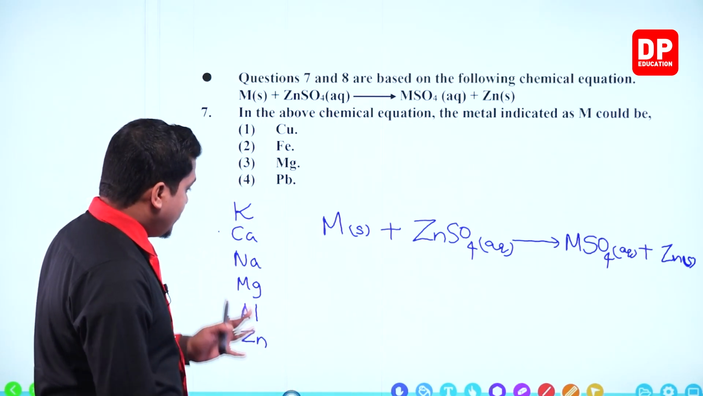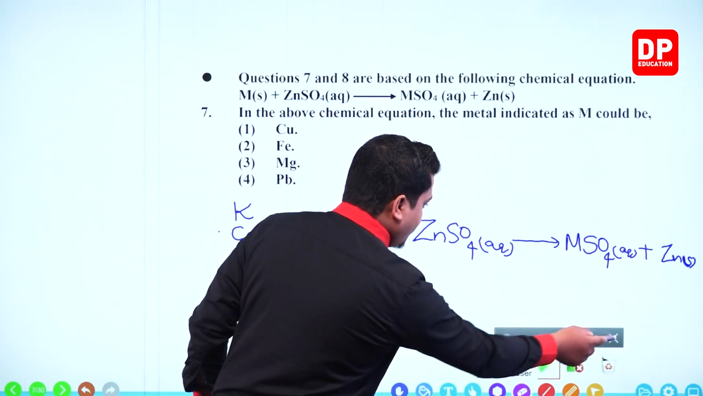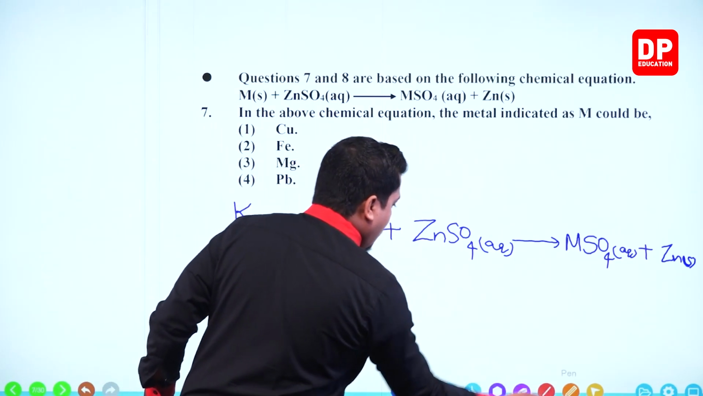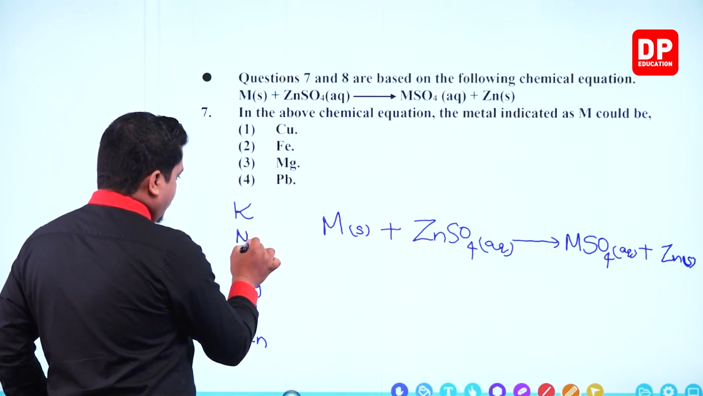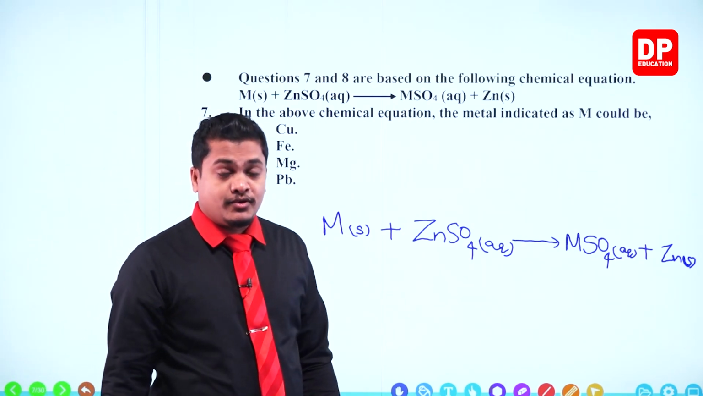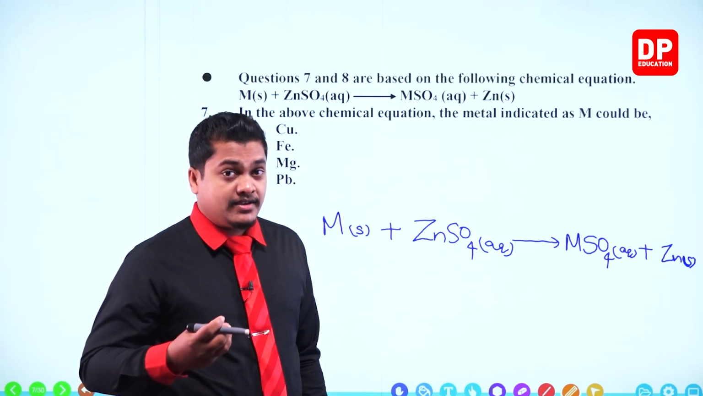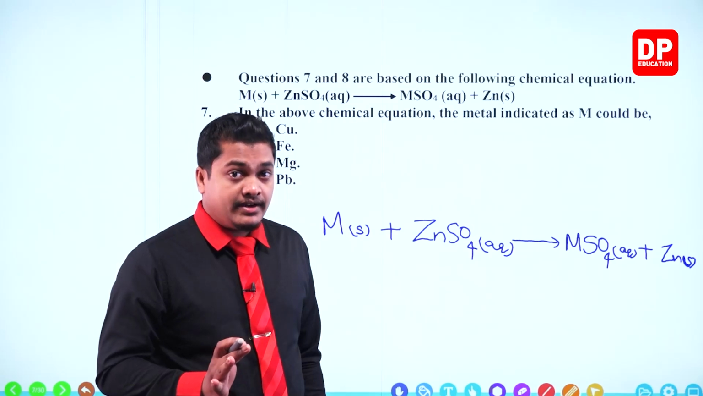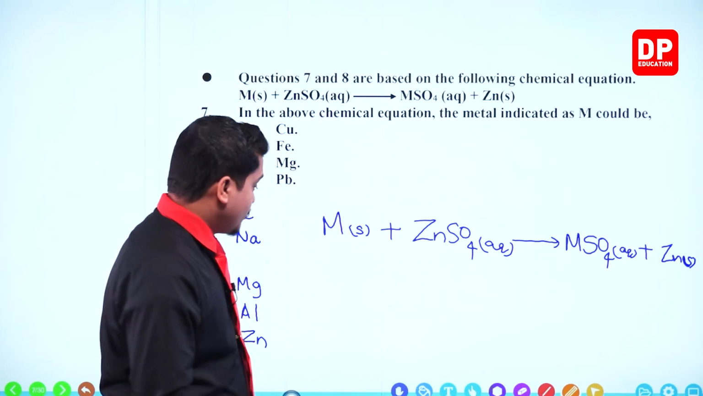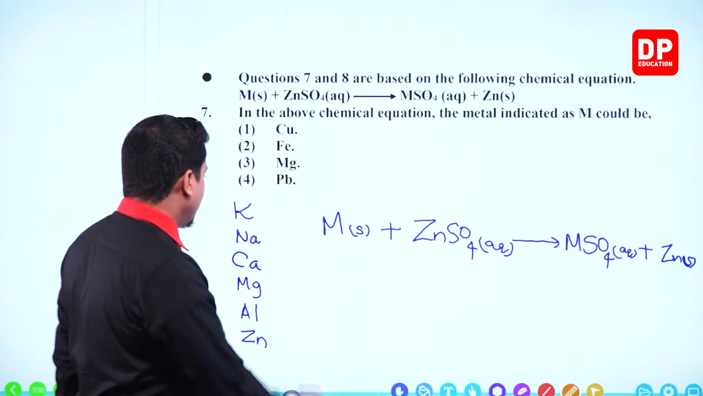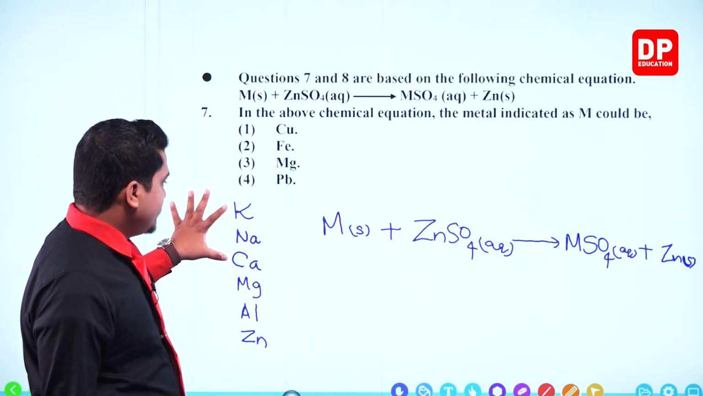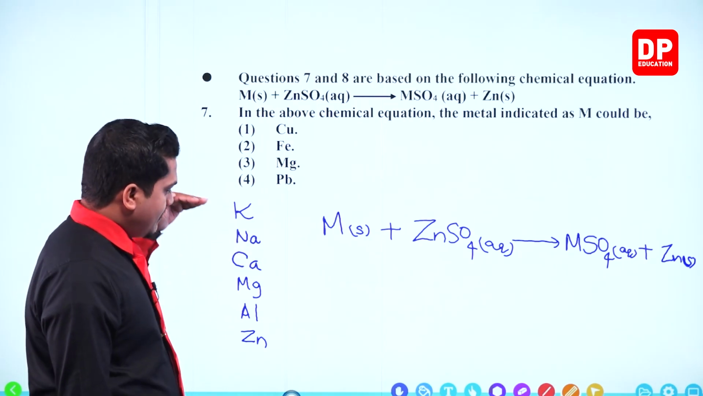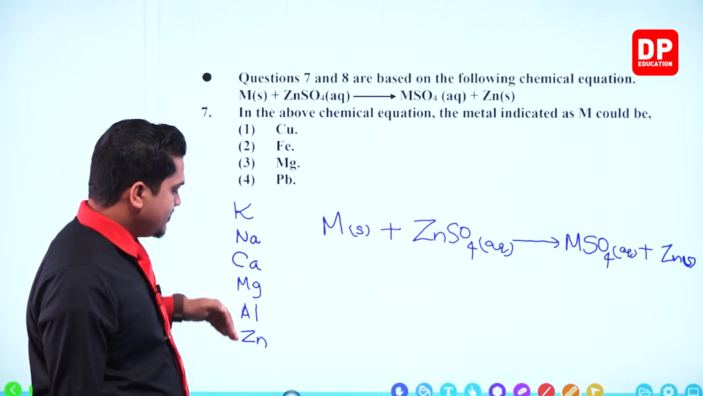Then it should be not calcium, right? It should be sodium. You know that sodium is very highly reactive. Because of the higher reactivity of sodium, we even store sodium in paraffin or kerosene oil. So, sodium is more reactive than calcium. Calcium is the next one. So, potassium is the highest reactive one, then sodium, then calcium, magnesium, aluminium and zinc.